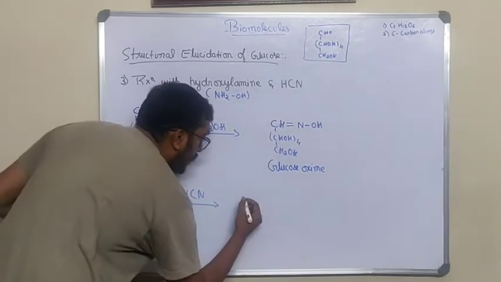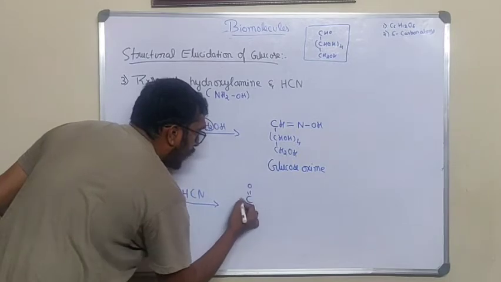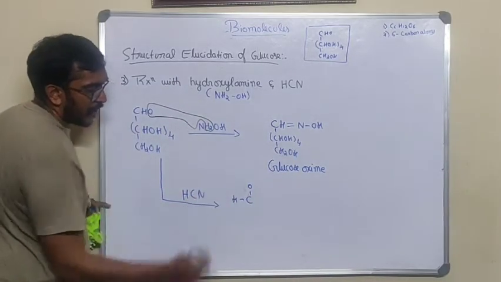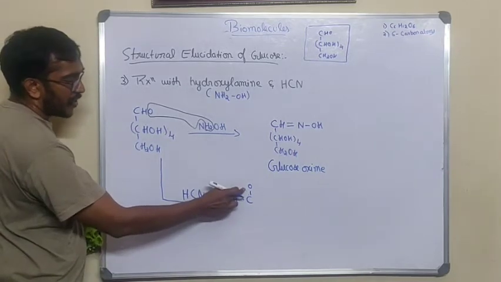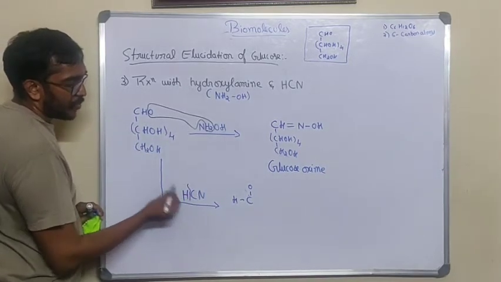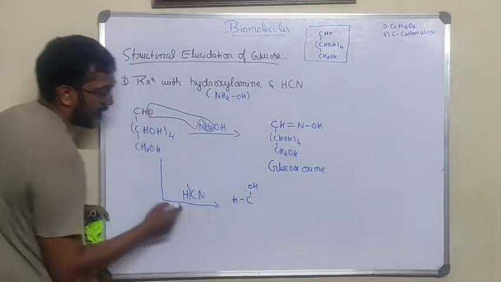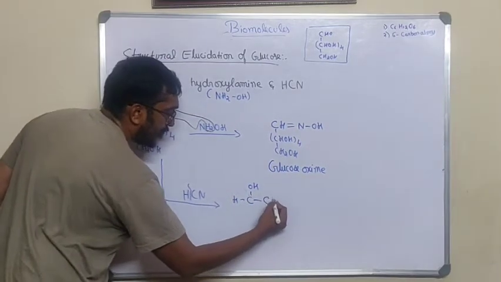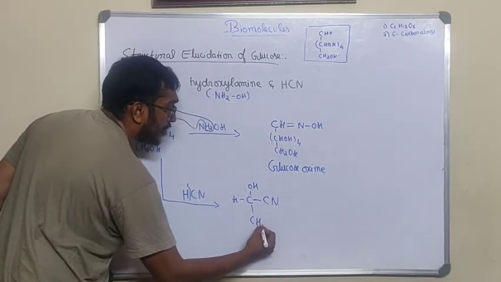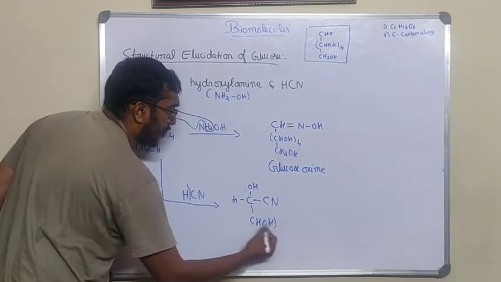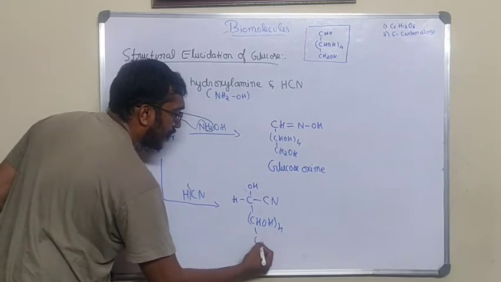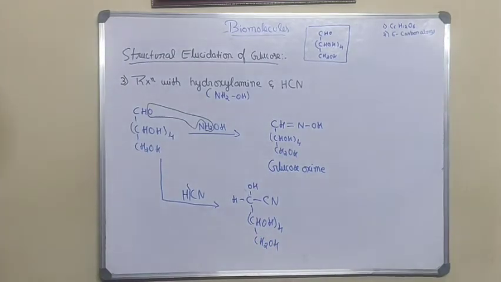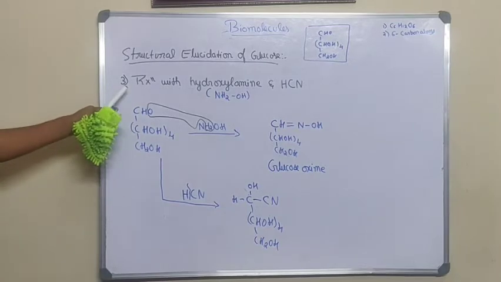So CHO, right? So C double bond OH. Here the double bond oxygen will be converted into a single bond oxygen, and this one will abstract hydrogen. This OH will come. Here CN is going to attack and the remaining stays the same: CHOH four times bond, CH2OH. Hope you got it.